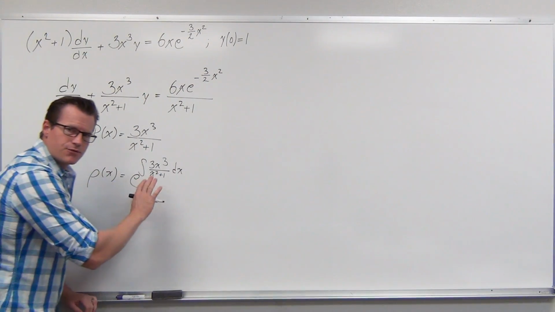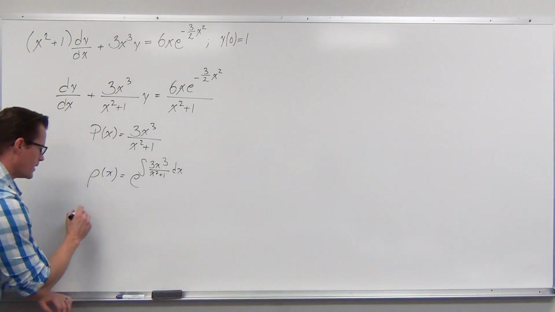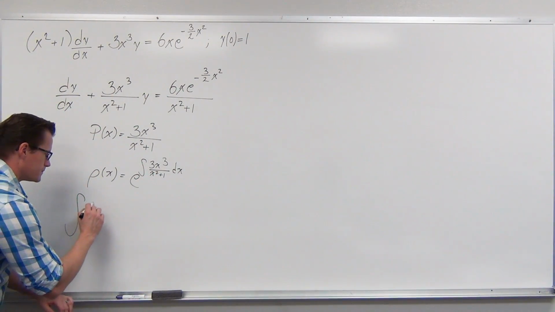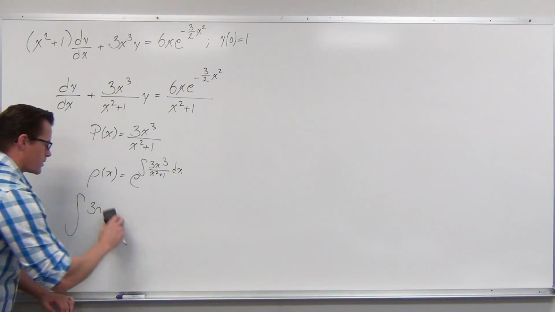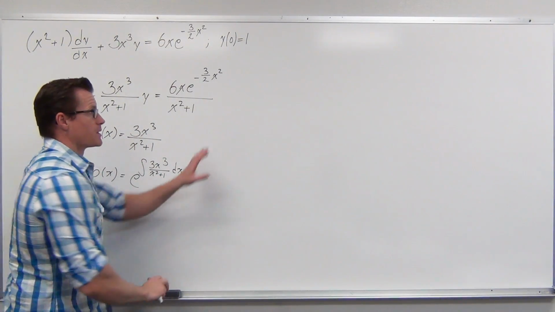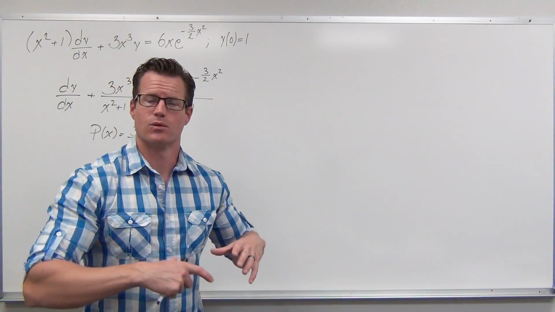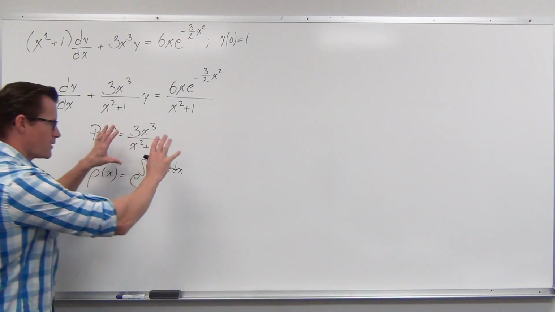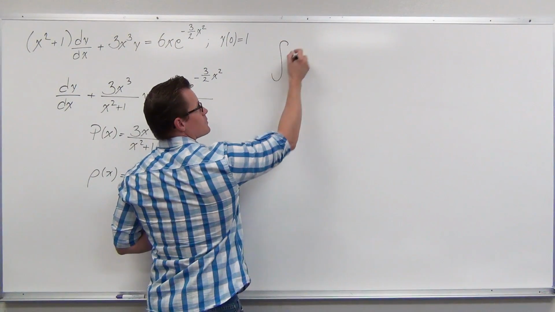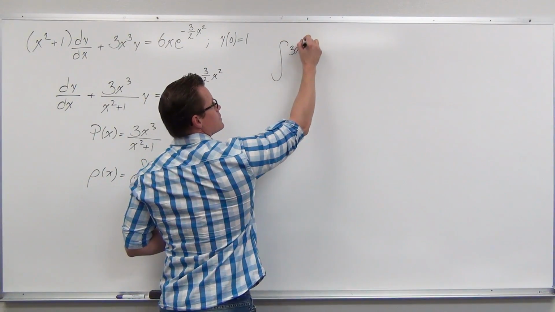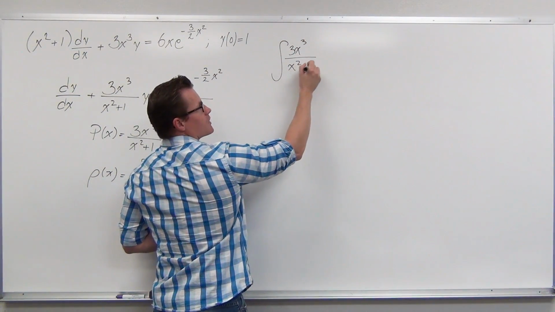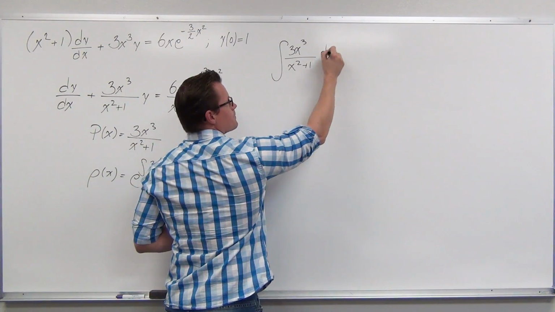Let's find that. So I'm going to ignore the e for a second. We'll put it back in just a bit. But let's focus on, you know what I'm going to do? I'm going to leave this. I'm going to put it up here. I'm going to show you two ways to look at that integral, and then we'll come back and reevaluate what's going on here. So let's look at this integral of 3x cubed over x squared plus 1 dx.